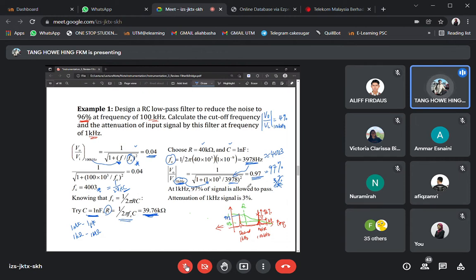Okay, so you may also double check again. Let's see whether this design can suppress the 100 kilohertz noise. So you may just substitute into the formula square root of 1 plus, and then this one is 100 kilohertz, divide by 3978. This is the filter that you have designed, and square, and then you press the calculator, and supposedly it is close to 4%. Okay, so far so good. Clear?